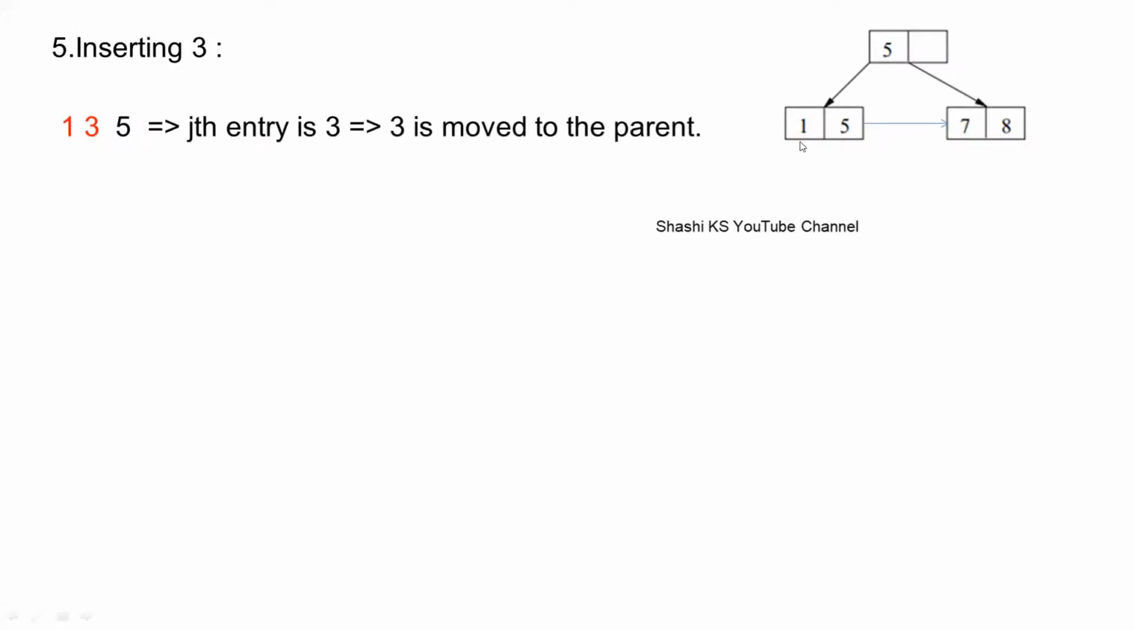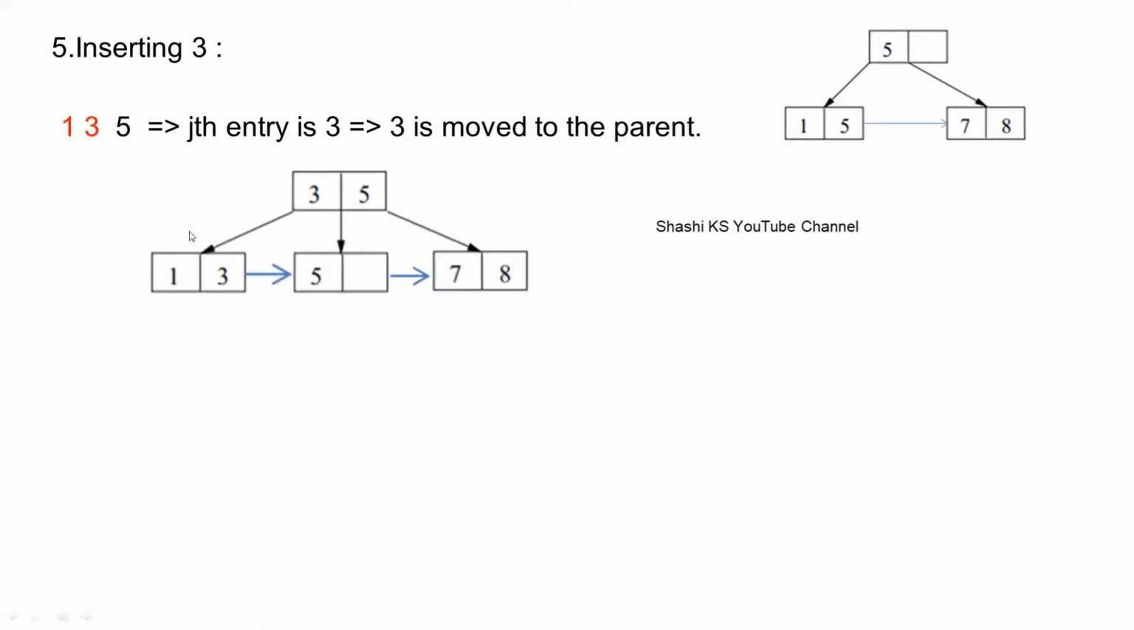So when I try to insert 3 in this node with 1, 3 and 5, the jth entry is 3. That is, the second entry is 3. 3 has to be replicated in the parent node. So 3 has to be replicated here, and again the positions have to be adjusted in the root parent node also. So when I do all of that, you can see here that the first two entries, 1 and 3, are kept in the existing node, and 5 is moved to a new node, and the second entry, that is 3, is replicated in the parent node. So now the insertion of 3 is over.